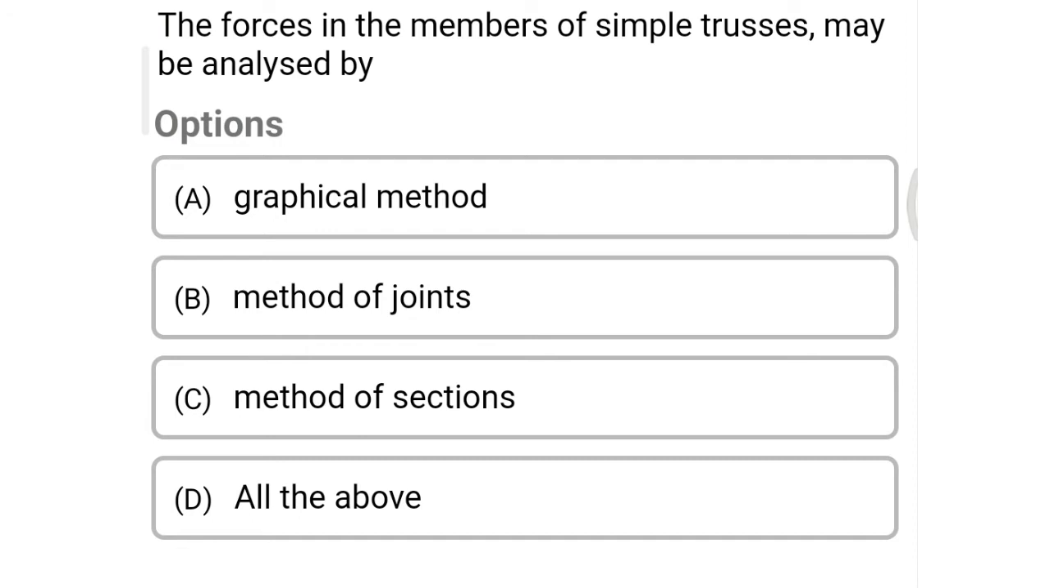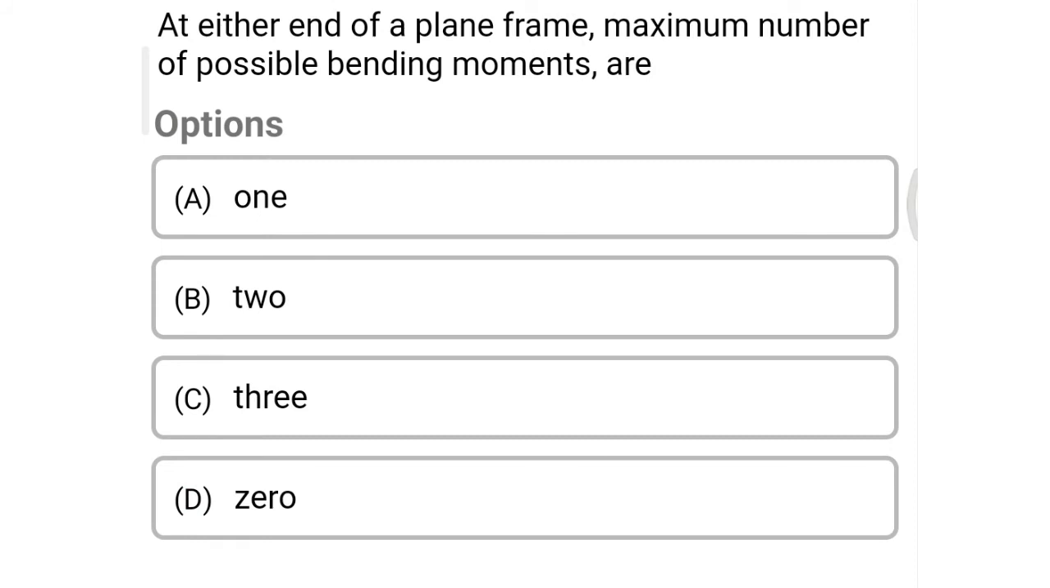So the correct answer is option D, all the above. So next question: at either end of the plane frame, the maximum number of possible bending moments are: option A, 1; option B, 2; option C, 3; option D, 0. So the correct answer is option D, 0.